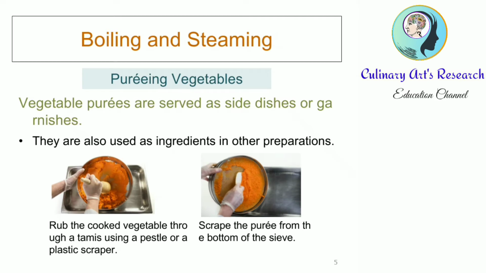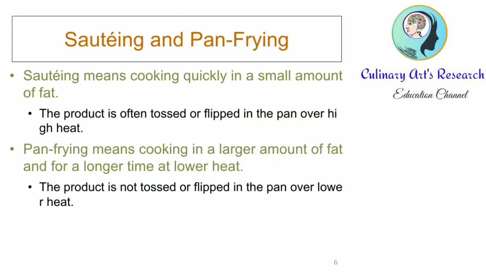Pouring vegetable puree: you take a mortar and pestle and a plastic scraper, and you rub the cooked vegetables through a tamis using the pestle or a plastic scraper. Thereafter you scrape the puree from the bottom of the sieve.